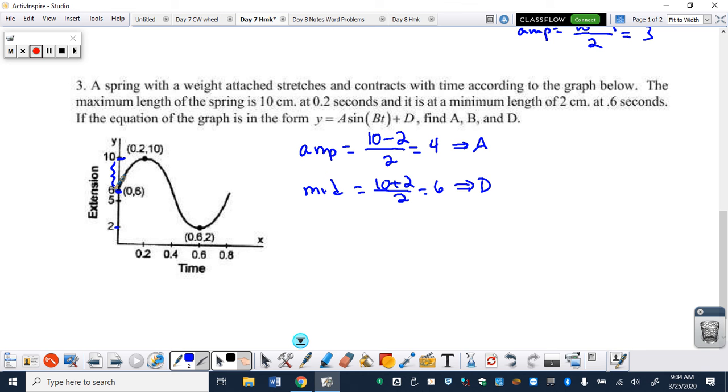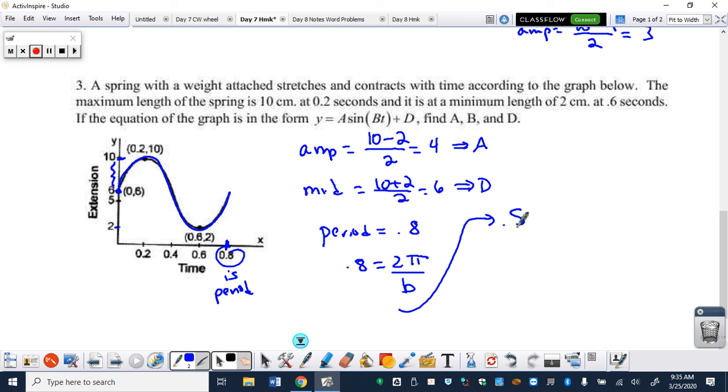Notice that the entire curve happens from 0 to 8/10 of a second. 0.8 is a period because we have an entire sine curve. It takes 8/10 of a second. So period is equal to 0.8. So I'm going to set 0.8 equal to 2 pi divided by b. And we'll cross multiply. So we have 0.8b is equal to 2 pi.